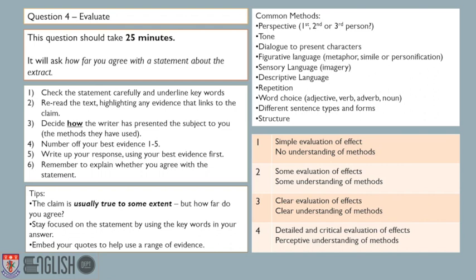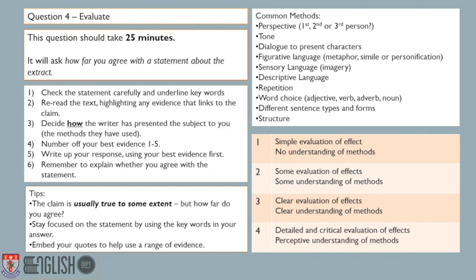The way this is marked by the examiners is, as all the other questions, it's split into 4 bands. In band 1 you'll have a simple evaluation of effect but no understanding of methods. If you can show some awareness of what the writer is doing, i.e. some understanding of methods, then you can get yourself into level 2. If you can clearly show that you understand the writer's methods and you can clearly evaluate the effect on the reader, you go into band 3, and to get up into band 4, it has to be a detailed and critical evaluation of effect and a perceptive understanding of methods.